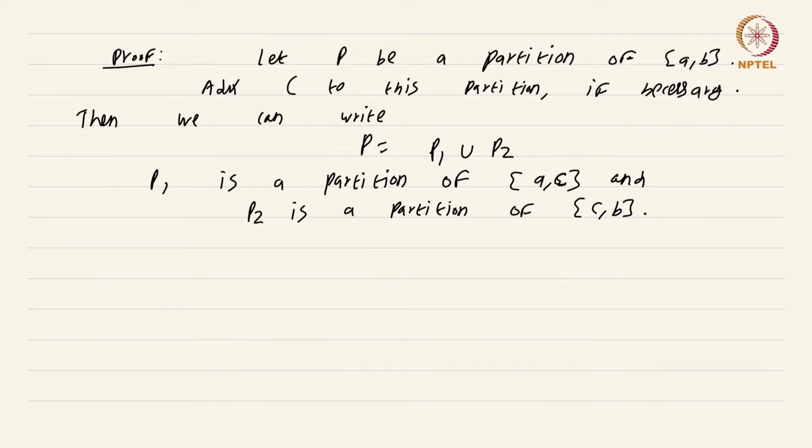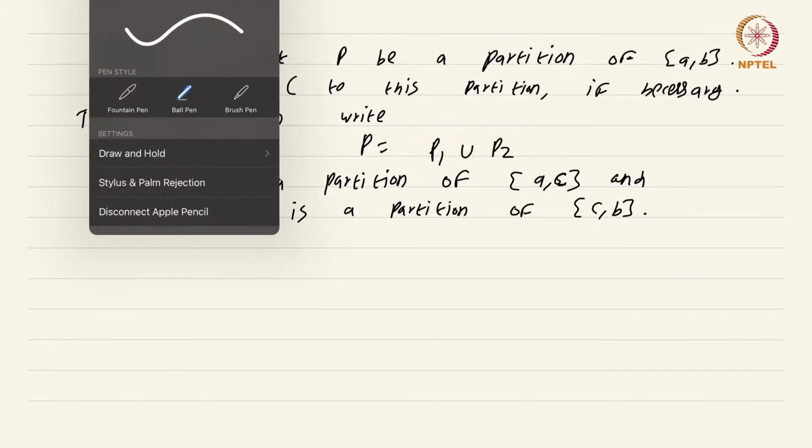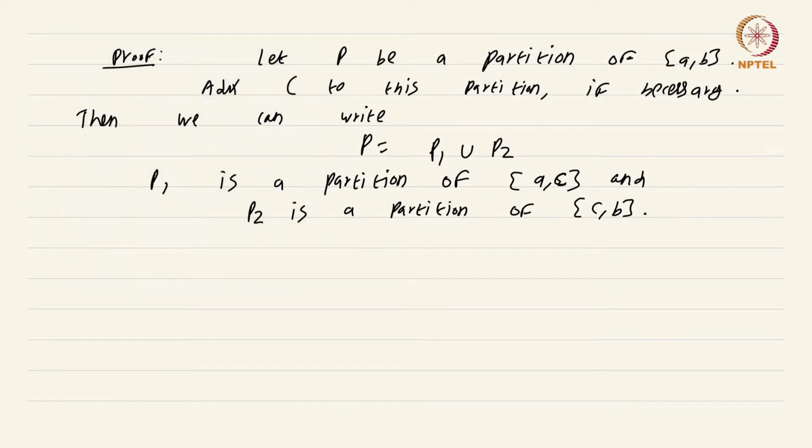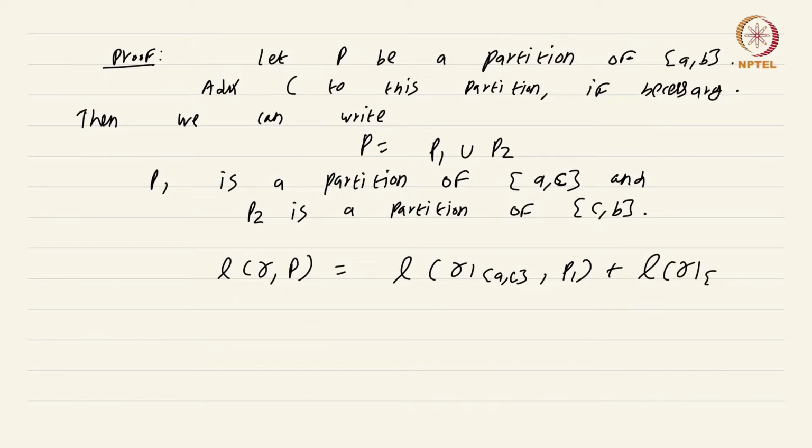Right? So you gather together all the points in the partition P that also happen to be in the interval AC. Then you gather together all the points in the partition P that also happen to be in the interval CB and call that P1 and P2 respectively. It's obvious that P is P1 union P2, and P1 and P2 are partitions of AC and CB respectively. Okay, now that you do this, it's clear that the length of gamma with respect to the partition P is nothing but length of gamma restricted to AC with respect to P1 plus length of gamma restricted to CB with respect to P2.